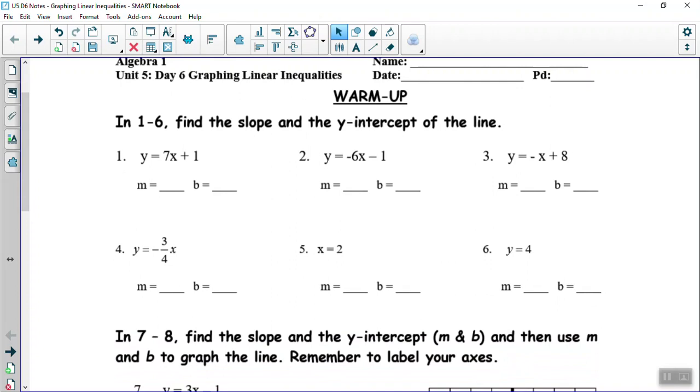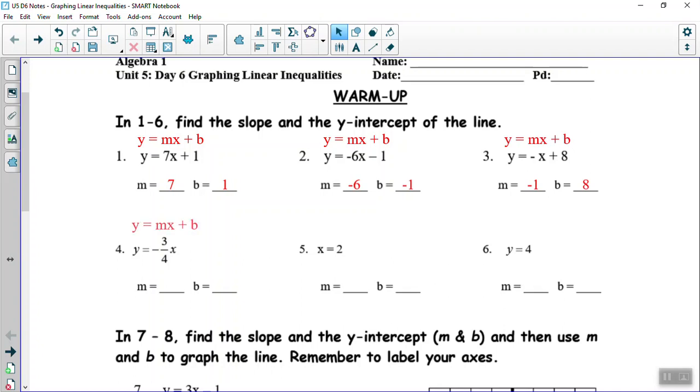So when we look at an equation, we have that equation y equals mx plus b. Our m is our slope, our b is our y-intercept. So in this equation, my slope is 7, my y-intercept is 1. When I look at this one, my slope is -6, and my y-intercept is -1. And when I look at this one, my slope is -1, and my y-intercept is 8.